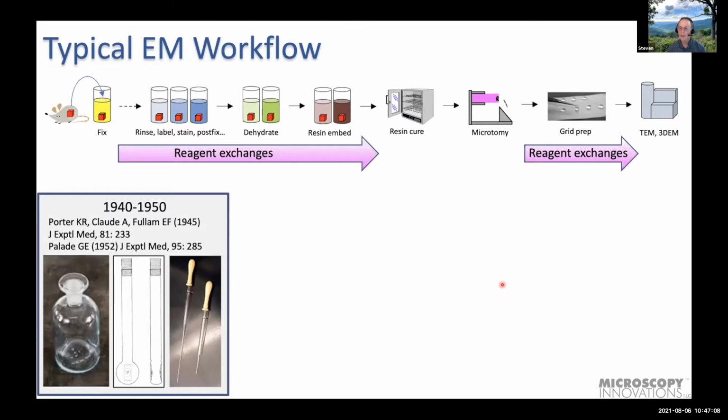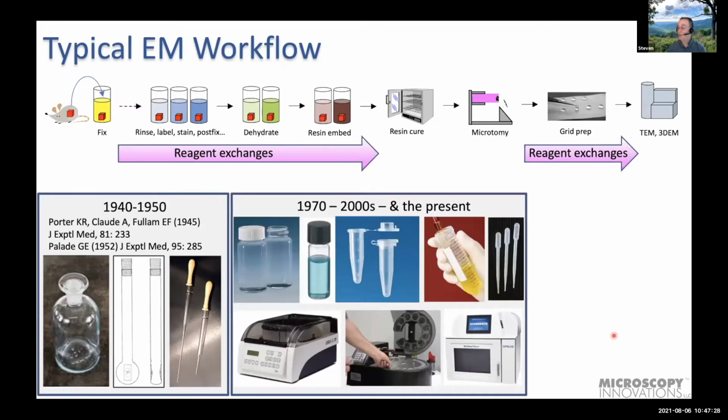So we can take a look at this here, and this is the way these reagent exchanges were done back at the beginning of EM prep. They used glass vials and Pasteur pipettes to do the reagent exchanges. If we fast forward to today, and beginning in the 1970s, the devices that are used for these reagent exchanges in most laboratories are pretty much the same. These have changed very, very little.